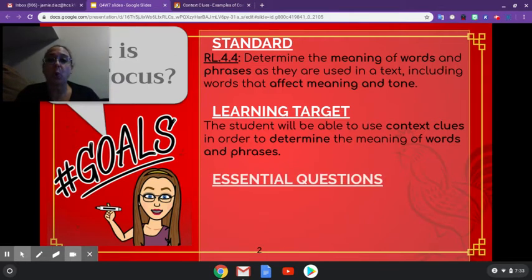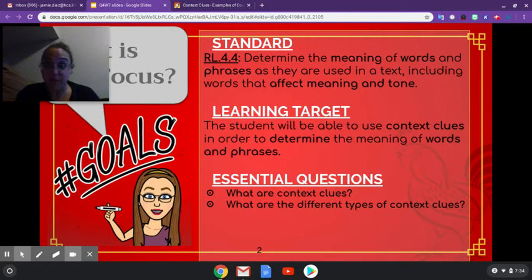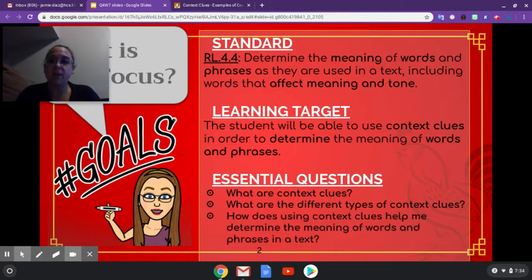Our essential questions for today are: what are context clues? What are the different types of context clues? Remember the posters that I would have up in my room that I would point to help guide your thinking with coming up with what the different types of context clues are. And finally, how does using context clues help me determine the meaning of words and phrases in a text?